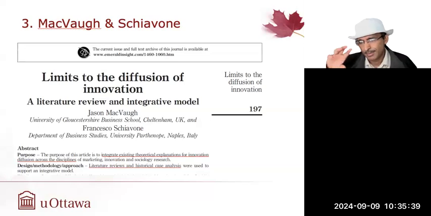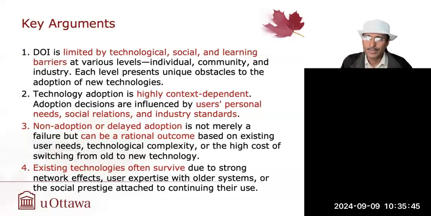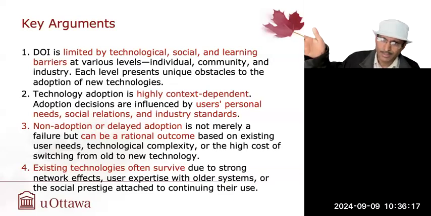This article is also explicitly focused on diffusion of innovation. So what you can do here is understand diffusion of innovation first, and then they are more focused on the limitations of diffusion of innovation. What are the limitations? And they have some key arguments here. DOI is limited by technological, social, and learning barriers, and technological adoption is highly context dependent, and non-adoption or delayed adoption is not merely a failure, but can be a rational outcome. People are not adopting right away, but maybe they adopt at a later date.